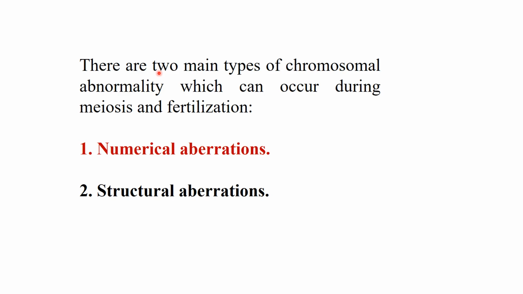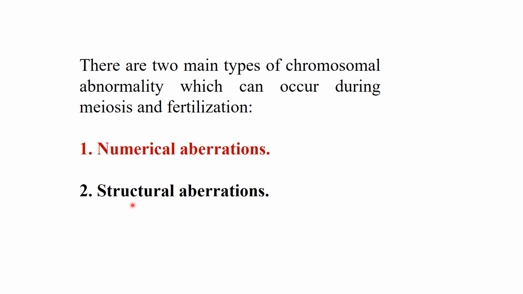We mainly classify the chromosomal aberration into two types. Number one, numerical aberration, and number two, structural aberrations. Numerical aberration is based on the abnormal number of chromosomes. Every organism has a specific number of chromosomes. If the number of chromosomes increases or decreases, the condition is called numerical aberration.